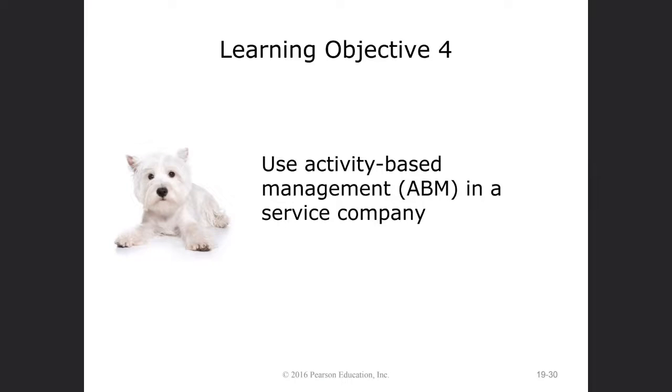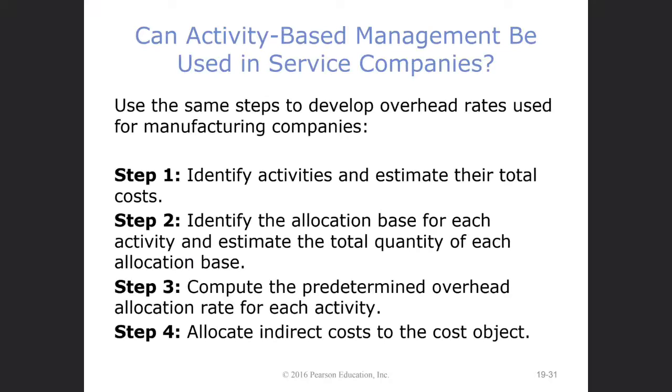Activity-based management in a service company. So we're going to use the same steps to develop overhead rates that are used for manufacturing companies. Step 1, identify activities and estimate their total cost. Step 2, identify the allocation base for each activity and estimate the total quantity of each allocation base. Step 3, we're computing the predetermined overhead allocation rate for each activity. And in step 4, we're allocating indirect cost to the cost objects.